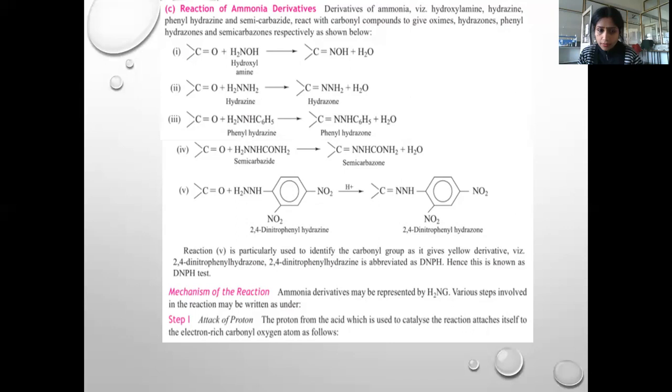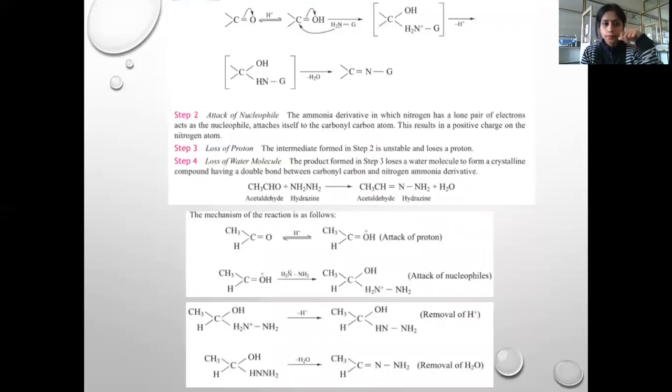Now let us see the mechanism, how this happens. If we take a general formula for all these ammonia derivatives as H2NG, all of them react in the same way. The first step is the attack of the proton. The proton from the acid which is used to catalyze the reaction attaches itself to the electron rich carbonyl oxygen, like this is given at the top of the page.